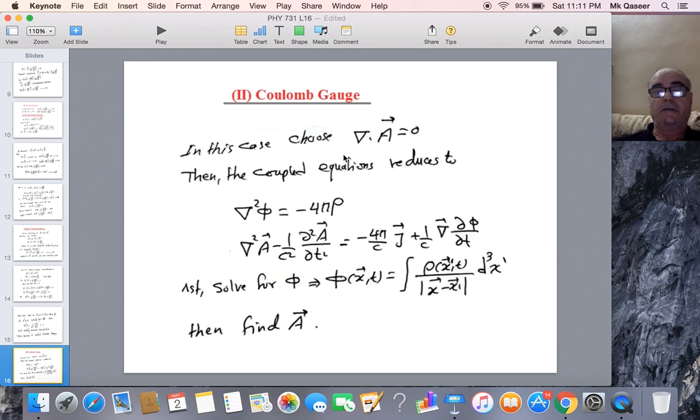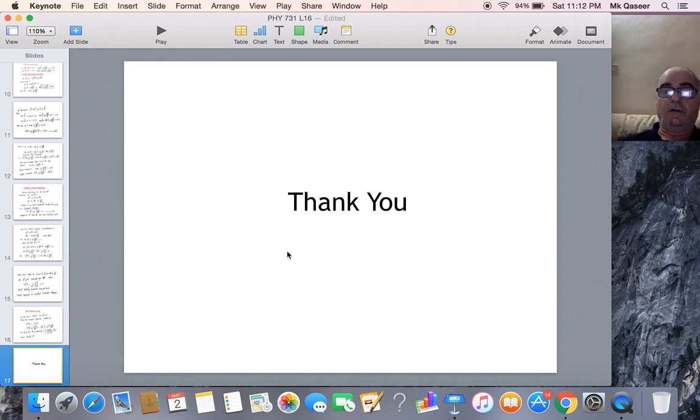In the Coulomb gauge, we choose the divergence of A equals 0. In this case, the first equation becomes the Poisson equation, which is del squared phi equals minus 4 pi rho, noting that phi is a function of position and time. And the second equation reduces to this form, where phi is still included in the second equation. The solution for the first equation is given by this form, we know this. And then once you find phi, you can insert it in the second equation and find the vector potential A. That's it.